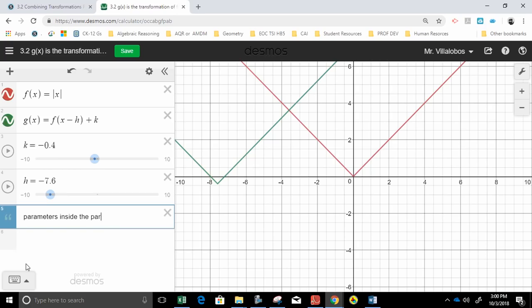I forgot to put a capital letter. Parameters inside the parentheses are horizontal transformations.